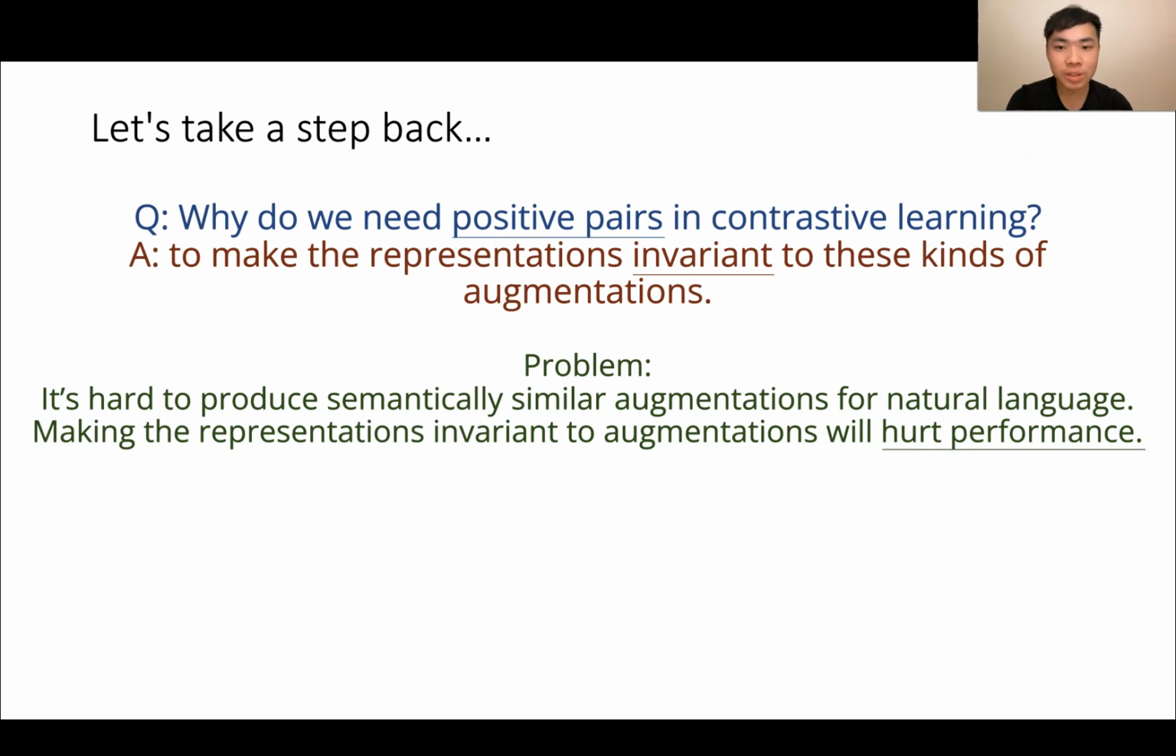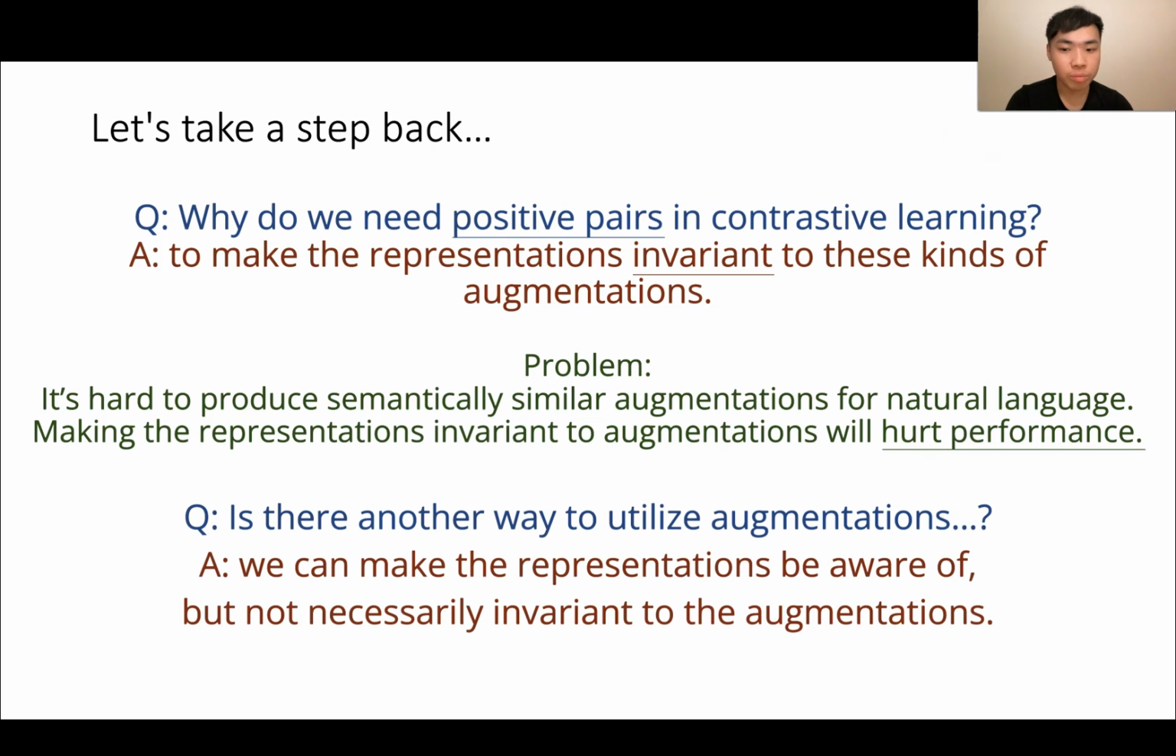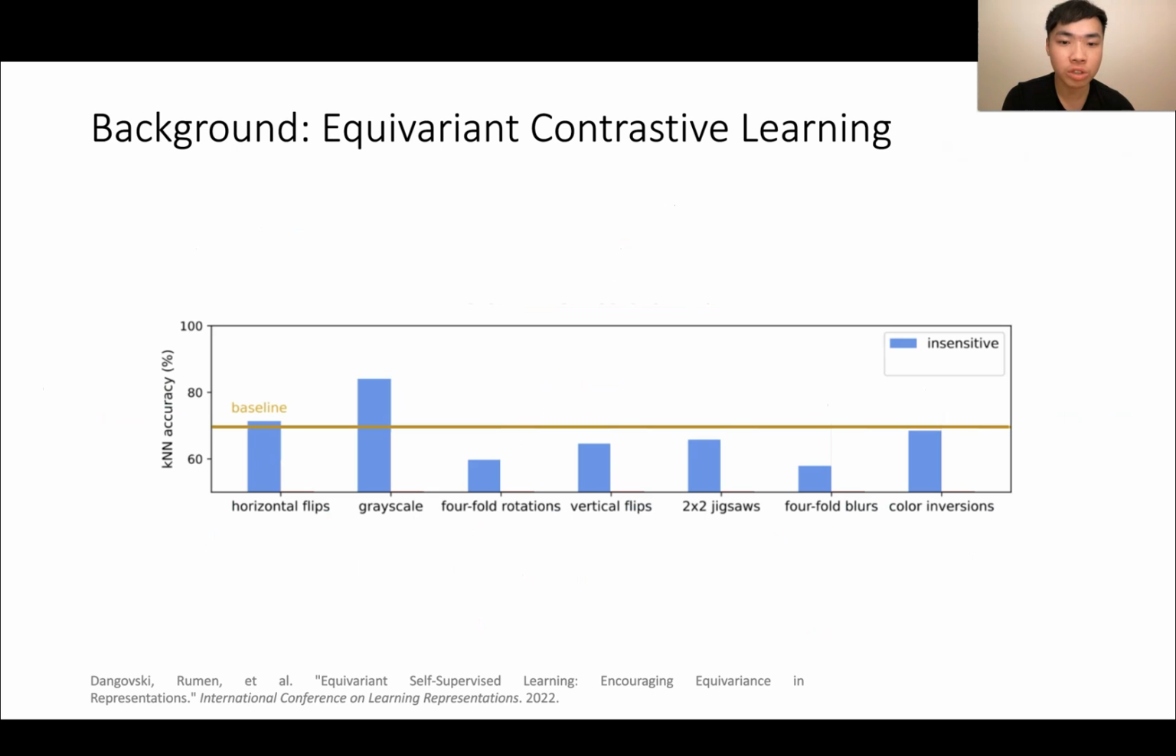So does that mean these augmentations are not useful at all? I think no, because we can try to use these augmentations in a completely different way. We can try to make the representations be aware of, but not necessarily invariant to, the augmentations. Let's look at some examples in computer vision to understand this idea.